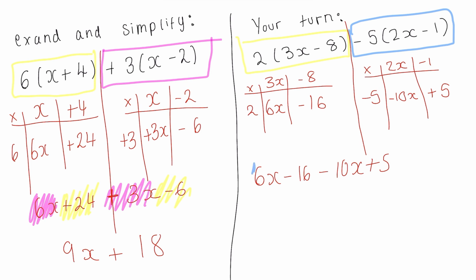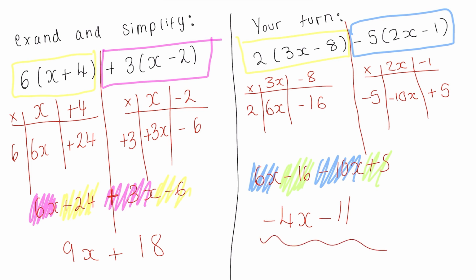So now simplifying that down, I've got 6x minus 10x. I've then got minus 16 plus 5. So 6x take away 10x leaves me with minus 4x. Minus 16 plus 5 gives me minus 11. So that should be your answer for that second one.